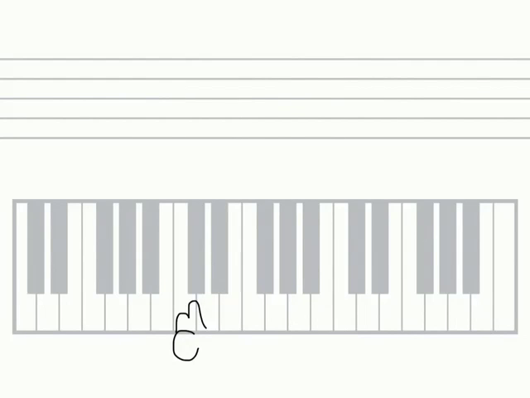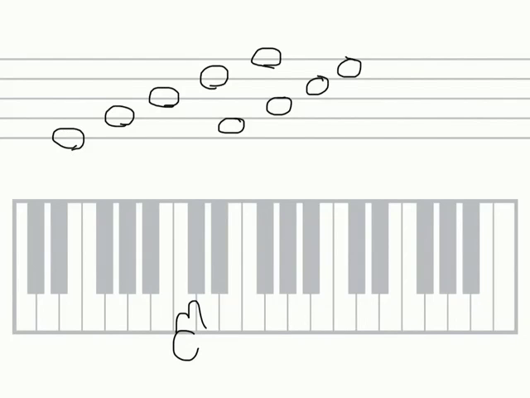So in the staff, we have 5 line notes. And we have 4 space notes. And this is what we call a treble clef. The treble clef is also known as the G clef because it wraps around the G line.